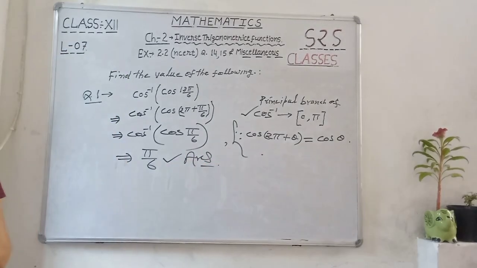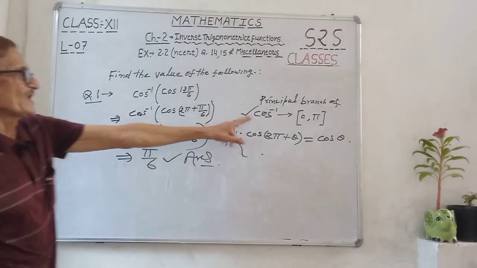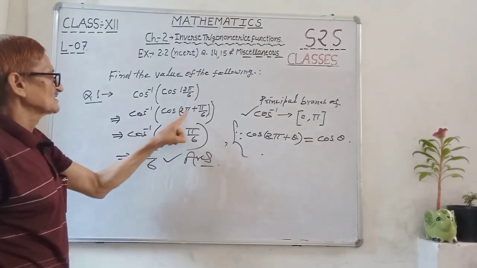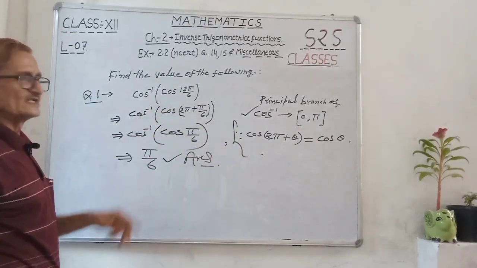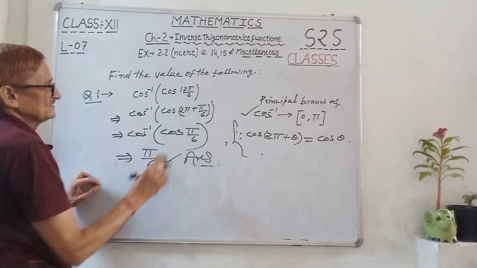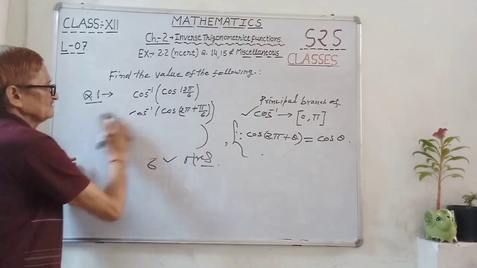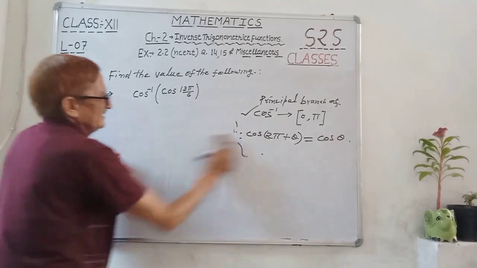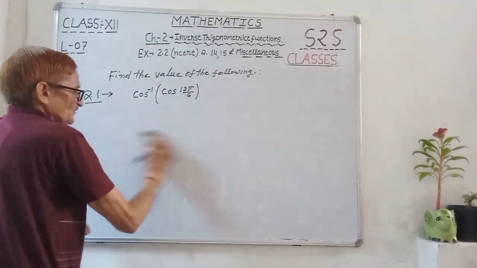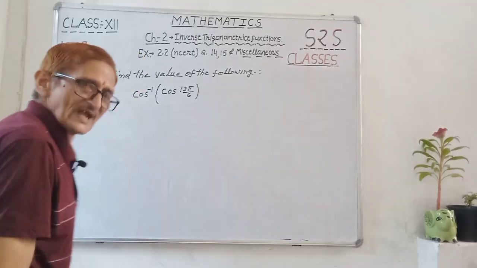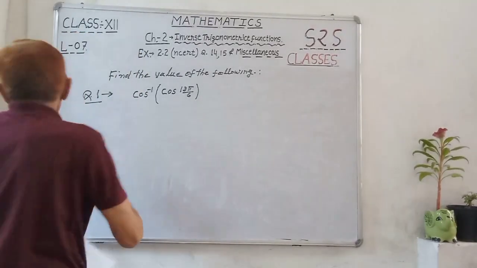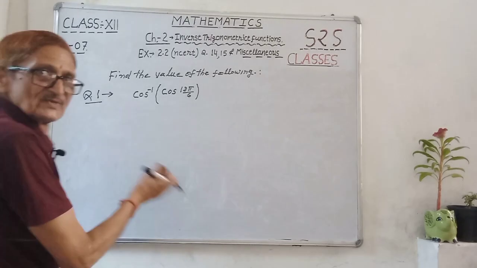Done. Clear? The branch is the most important. This must be in the branch. Then cos inverse and cos cancel out when theta is in the branch. So we simplify to bring it into the branch using the other formulas we know, which we read in the plus one classes. Okay, now question number 2.